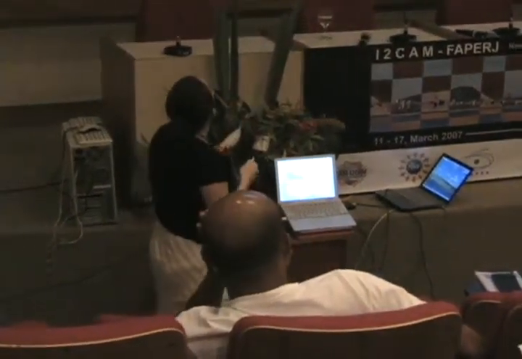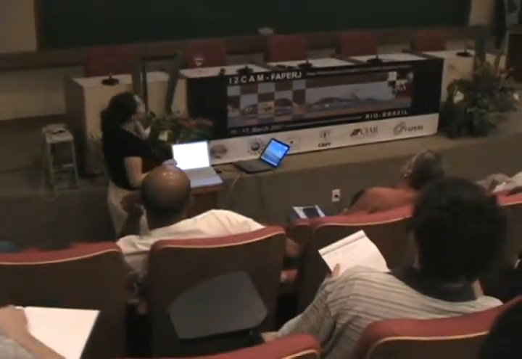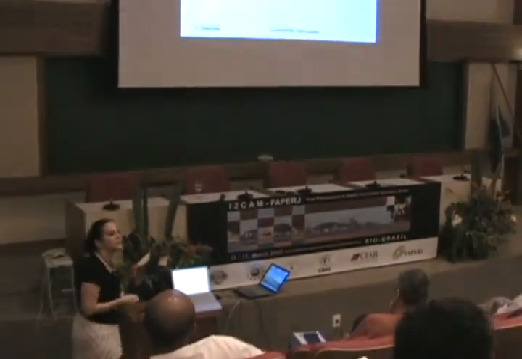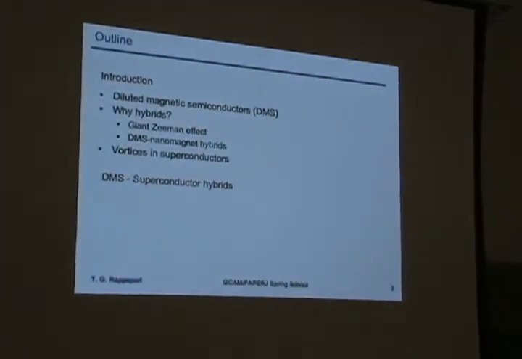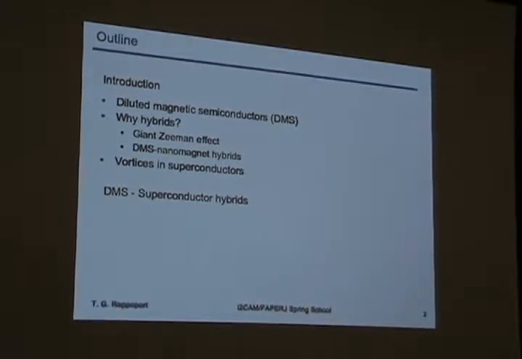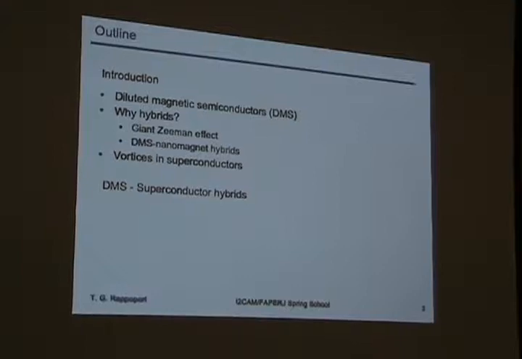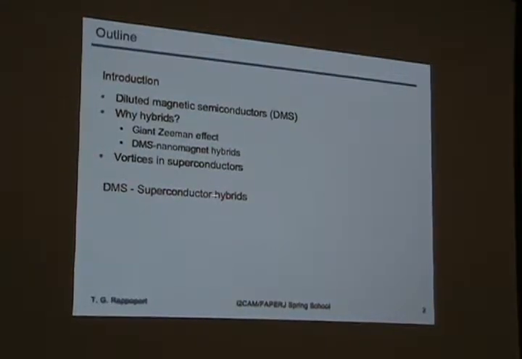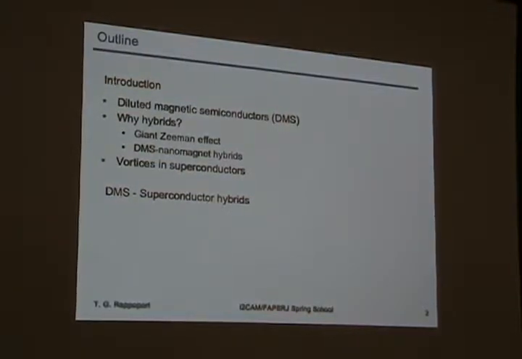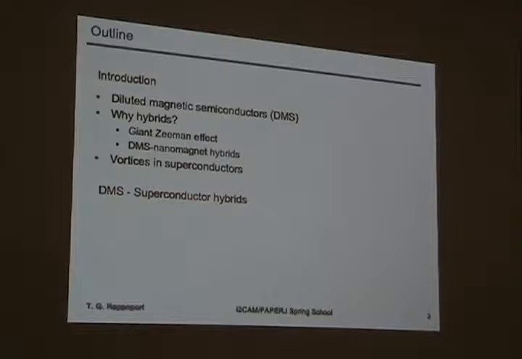So first, I will give you this small introduction on DMS. Then I will begin to discuss why we want to study these hybrid systems. And we are going to focus on one property of this DMS. This is the Giant Zeeman effect. And then I will give you an example of a hybrid like that, the DMS and a nanomagnet hybrid. And then for my results, I'm going to give you just a little information about vortices and superconductors, information that we will need for the discussion about these hybrids, okay?